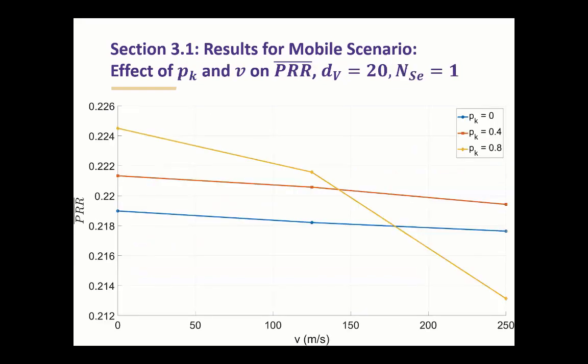Finally, we show the effects of probability of not reselecting PK and speed V on the packet reception ratio. We can see that, like the fully connected network, in the static case, higher PK is always better, leading us to believe that the addition of hidden nodes alone does not change this behavior. But as speed increases, we can see that PK equals 0.8 starts to decay in performance at V equals 125 before totally collapsing at V equals 250, where PK equals 4 becomes the best.